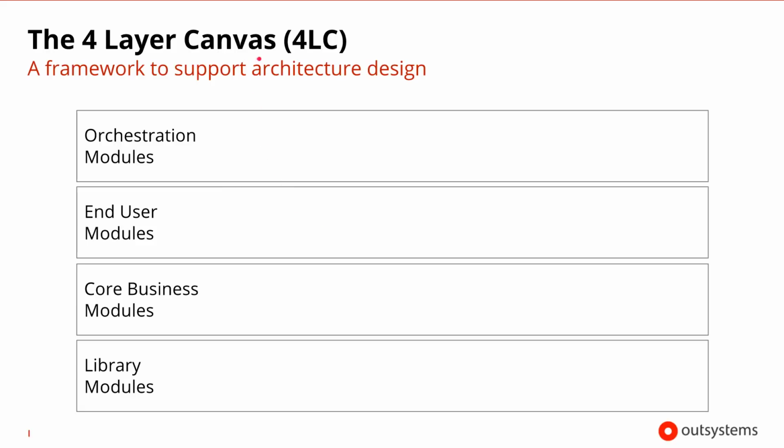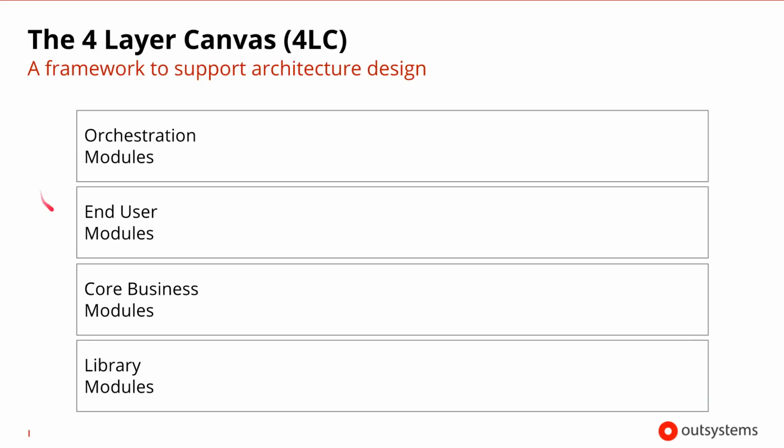The four-layer canvas, or 4LC, is a framework to support architecture design. The four-layer canvas makes it easier to design service-oriented architectures and promote the correct abstraction of reusable services, as well as the isolation of distinct functional modules. One benefit of this approach is that the modules can have more independent life cycles, which reduces the number of unmanageable dependencies and minimizes the impact that changes would have across modules. This helps create an architecture that's easier to maintain and evolve.